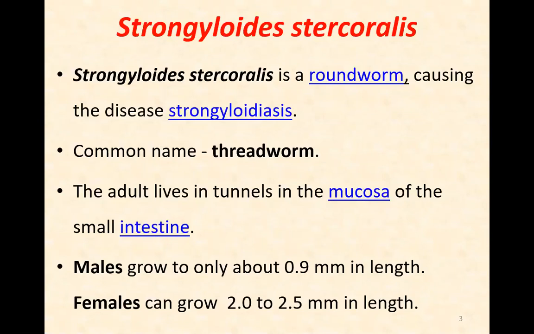The adult Strongyloides stercoralis live in tunnels in the mucosa of the small intestine. The male and female worms live there, taking nourishment and protection. The males are smaller and grow to only about 0.9 millimeters in length, while the females, the larger ones, can grow up to 2 to 2.5 millimeters in length.